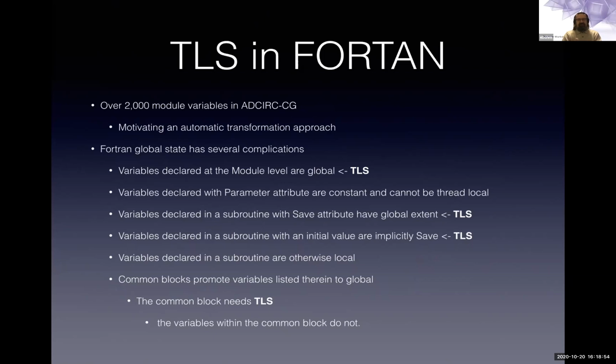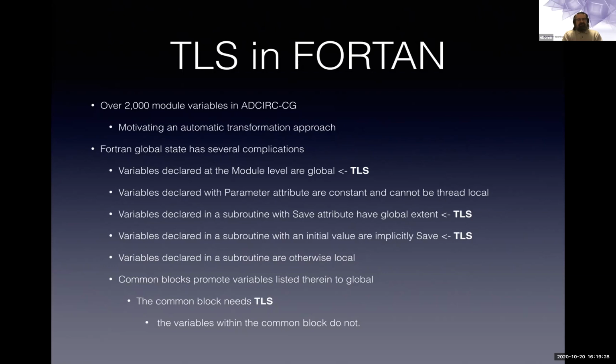And as we look at Fortran global state in general, there are some additional complexities that have to be managed. So as noted, the module variables need to be handled. But if they have the parameter attribute, they are constants and must not be handled with TLS. Similarly, in a subroutine with a save attribute, those become global and need TLS. In a subroutine, variables with an initial value are implicitly saved and need to be handled with TLS. But variables declared in a subroutine otherwise are local and should not be given the TLS pragma.